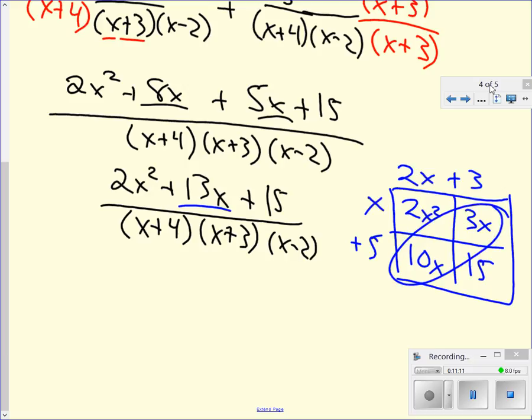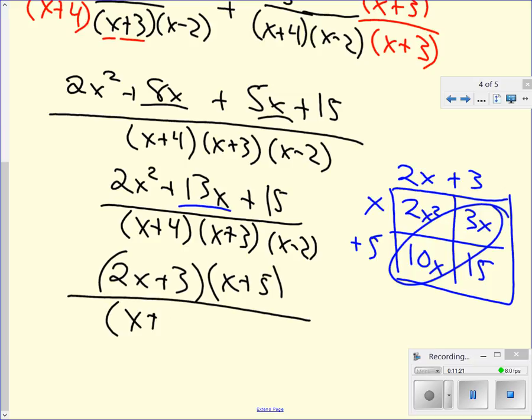So let's see if that gets us anywhere. Now I got (2x + 3)(x + 5) over (x + 4)(x + 3)(x - 2). Now, that doesn't really get me anywhere, but I did simplify it into its factors, which can be useful later on. Anyways, adding and subtracting rational functions, you just look for things you've got to factor. It makes finding the common denominator that much easier.